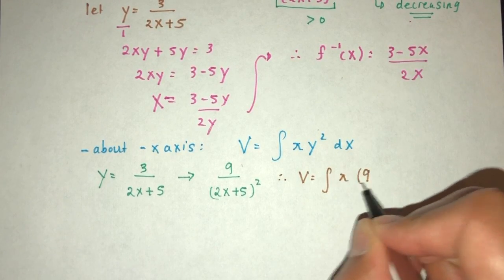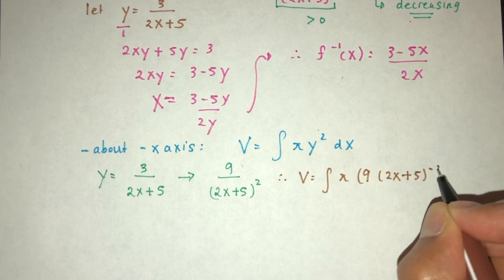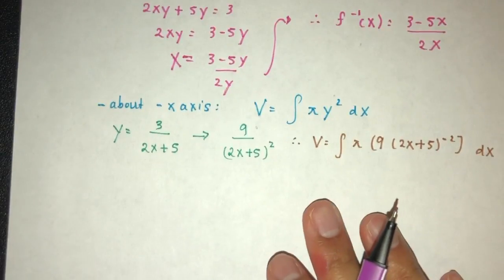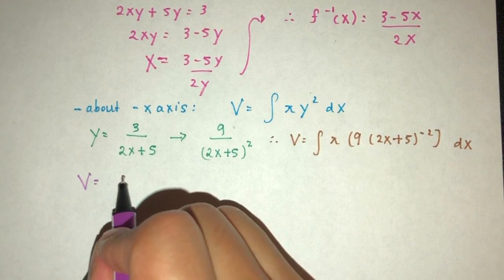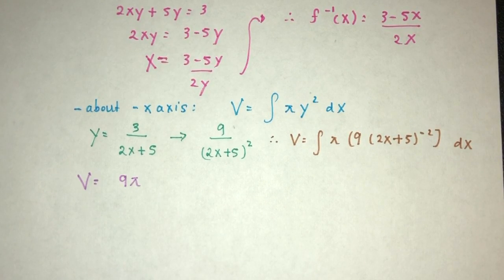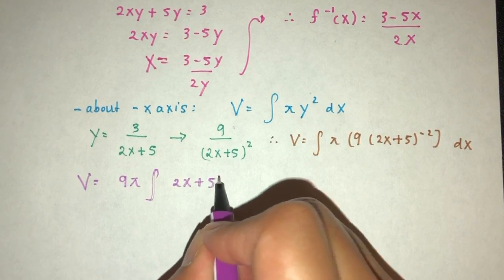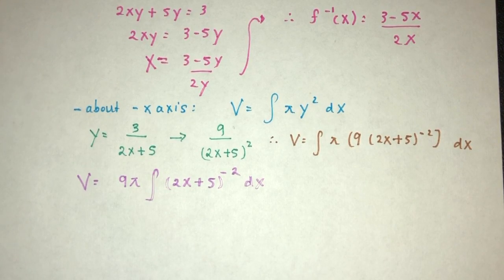That should be 9 times (2x plus 5) to the power minus 2. Get this, and then finally let's see what we have. You have V equals 9 pi, and then we have to integrate the value here, (2x plus 5) to the power minus 2. So here we have to integrate this. How can we do this?